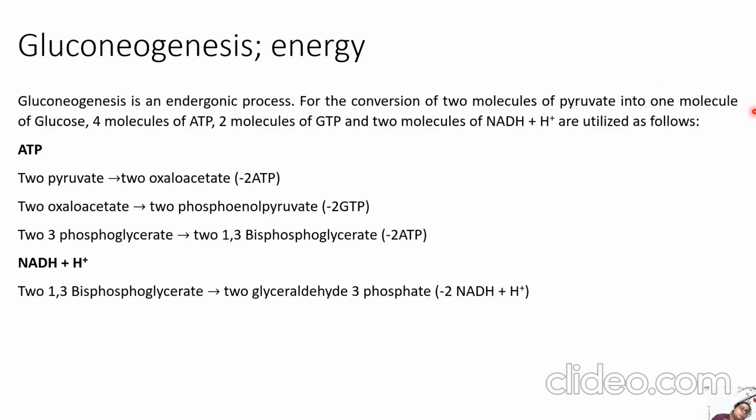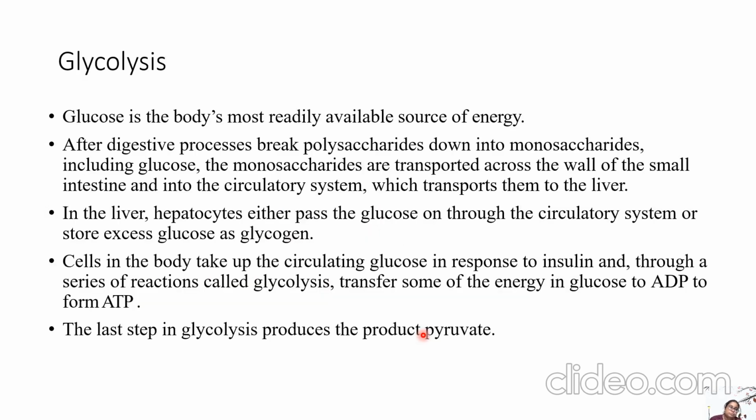So this is the 2 pyruvate to 2 oxaloacetate, 2 ATP is consumed. 2 oxaloacetate to 2 phosphoenolpyruvate or PEP, 2 GTP is consumed. 2 3-phosphoglycerate to 2 1,3-bisphosphoglycerate, 2 ATP is consumed. And for NADH plus H plus, 2 1,3-bisphosphoglycerate to 2 glyceraldehyde 3-phosphate, 2 NADH plus H plus is consumed.